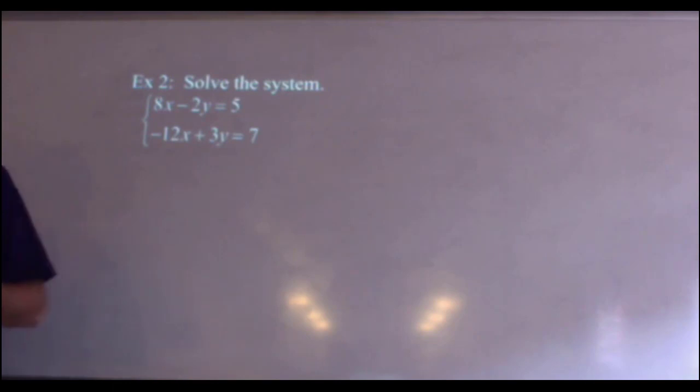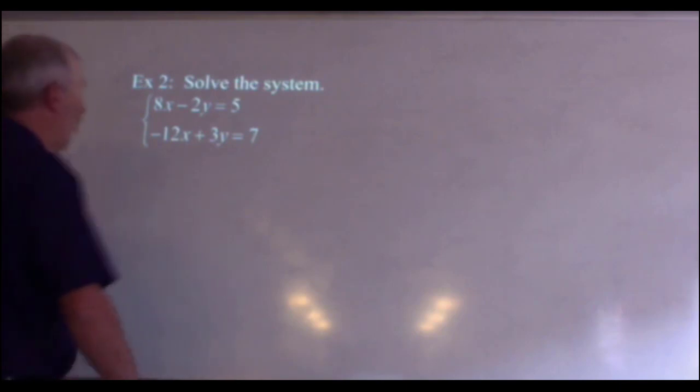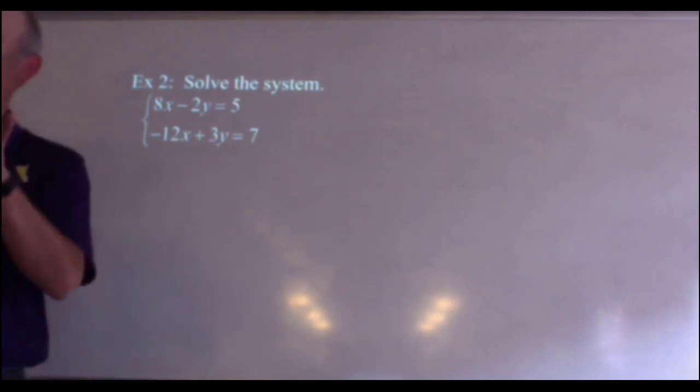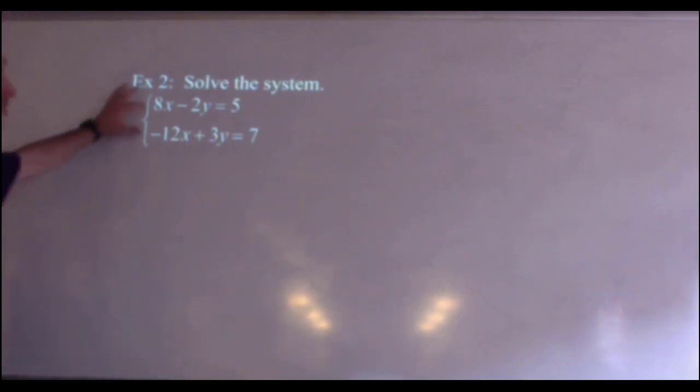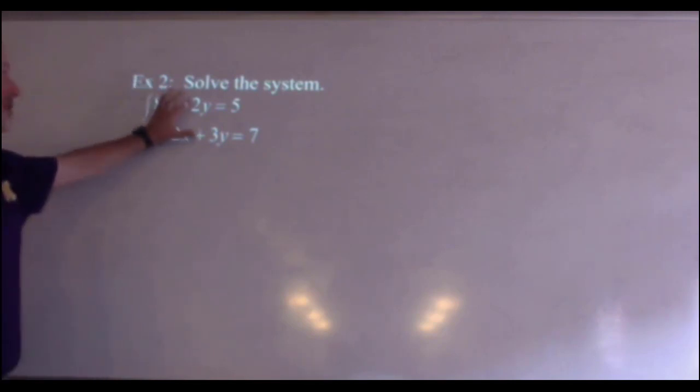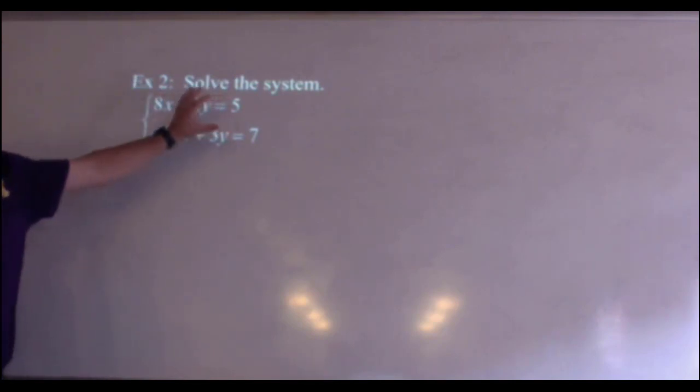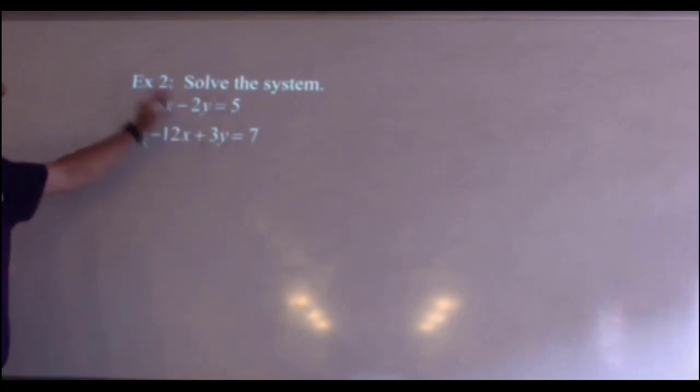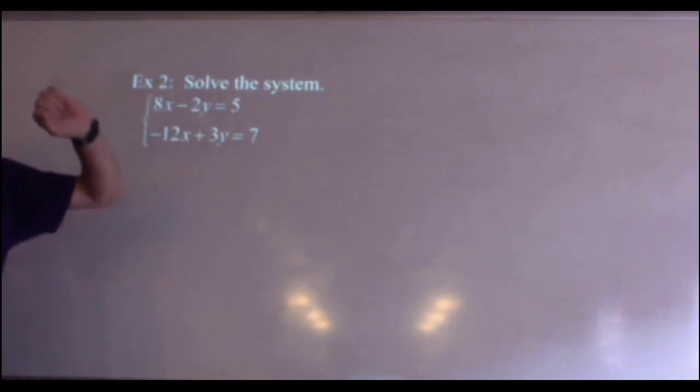Okay? And the goal is to try and pick the one that's the easiest if you're going to use that method. But maybe if none of them come out very nicely, then we switch to elimination. So here's our goal with elimination. Remember the goal that we talked about earlier. We're going to try and make either the x's match up with opposite numbers or the y's match up with opposite numbers. And the way we do that is through multiplication.